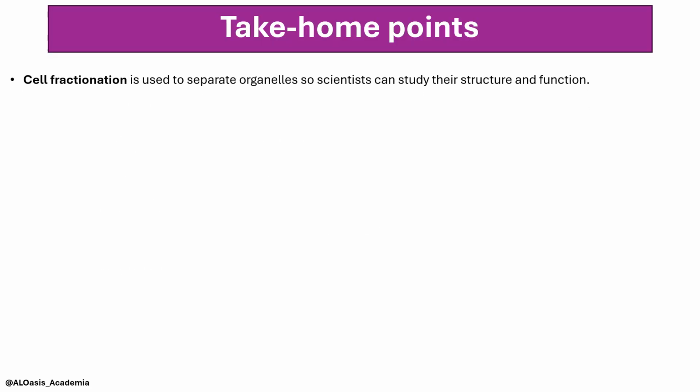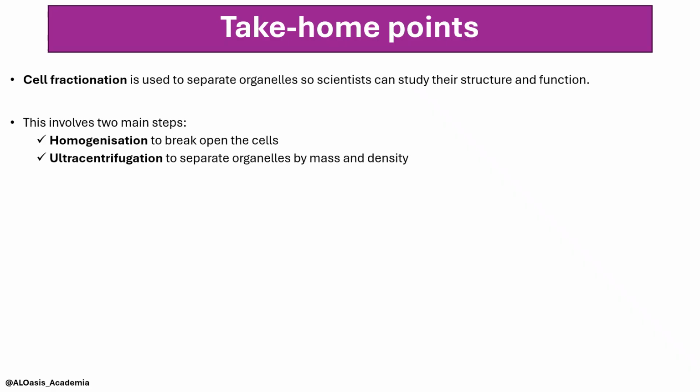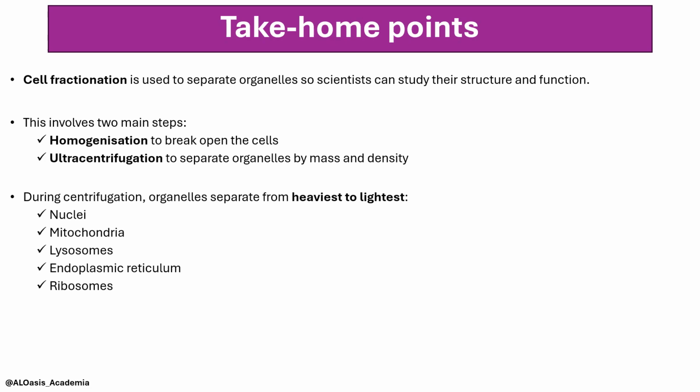Okay, key take-home points. First of all, cell fractionation is used to separate organelles, so scientists can study the function and the structure of organelles. This involves two main steps: homogenization, which breaks open the cells, and ultracentrifugation, which separates organelles based on the mass and the density of each organelle. During centrifugation, organelles separate from the heaviest to the lightest. So the heaviest is the nucleus or nuclei, then mitochondria, lysosomes, endoplasmic reticulum, and the lightest is ribosomes.